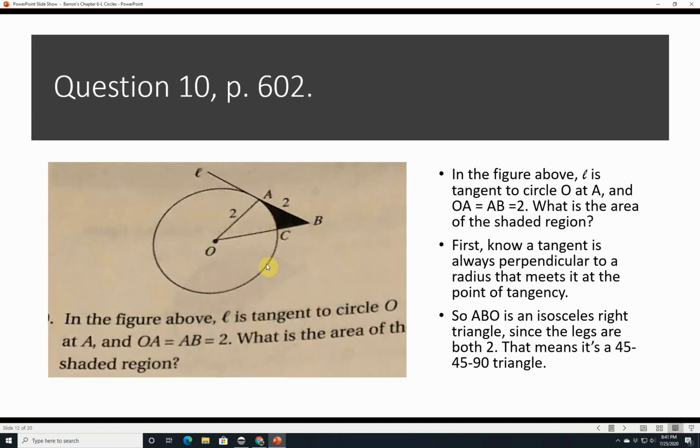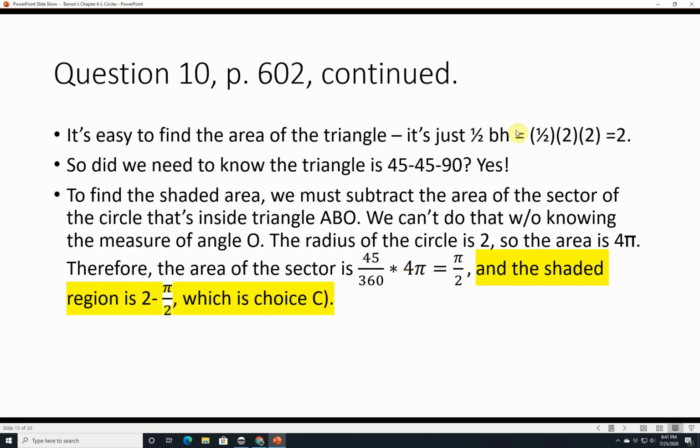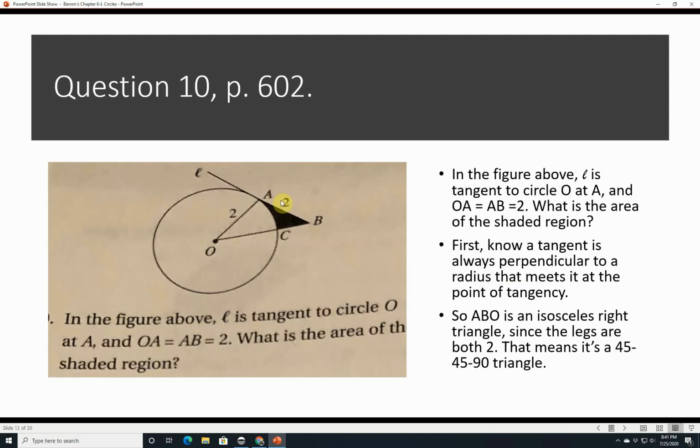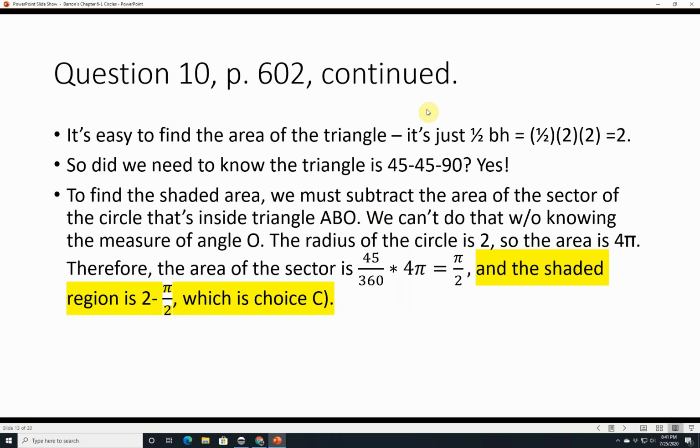So then all we have to do is first find the area of the triangle, which as we can see is really easy. It's just 1/2 base times height. See, this is the base, this is the height. Hey, for giggles, you could say this is the base, this is the height. Doesn't make any difference. So 1/2 base times height is 1/2 times 2 times 2 equals 2.